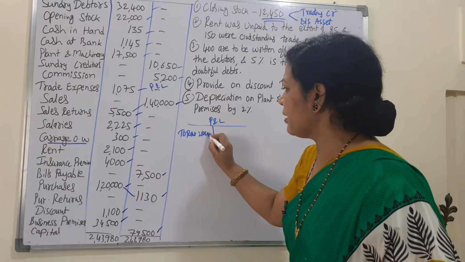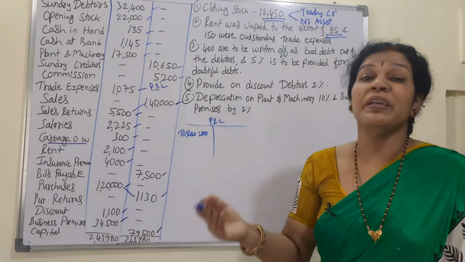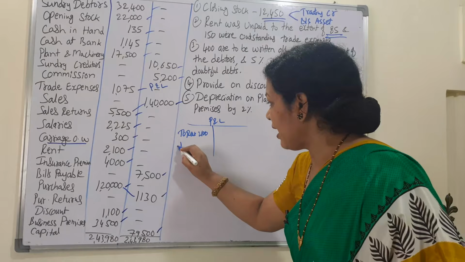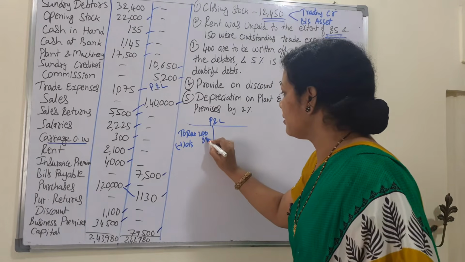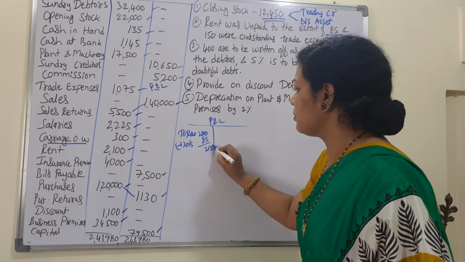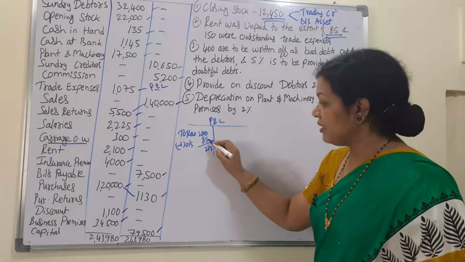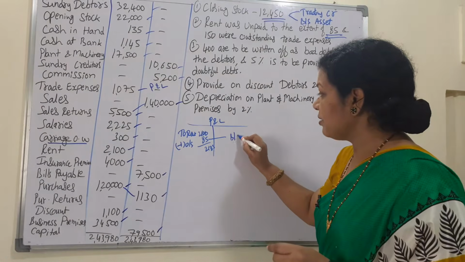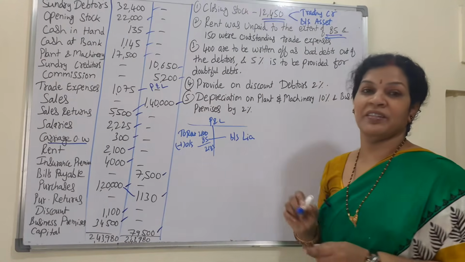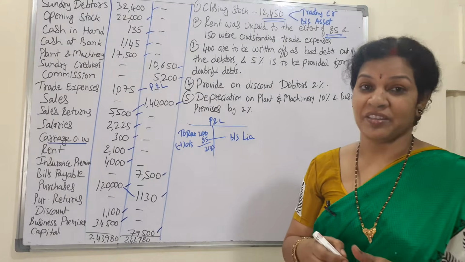2100, inner column will write. And unpaid means payable, outstanding, add outstanding rent, it is 85. So outer column will write 2185. This is going to come once again, where balance sheet liability, because payable rent, right?